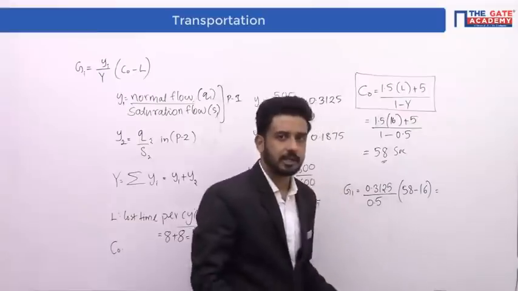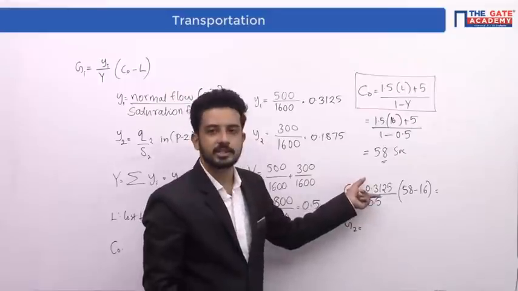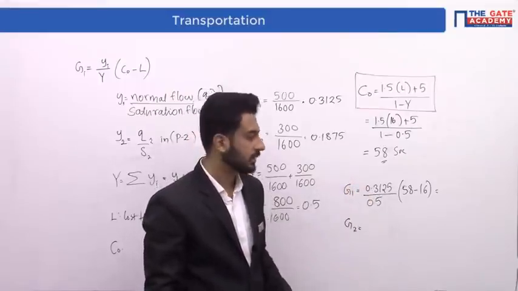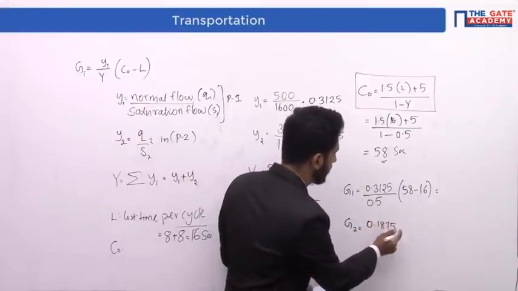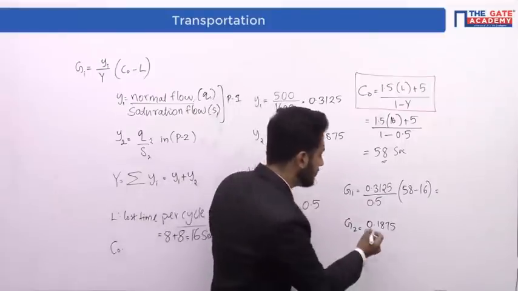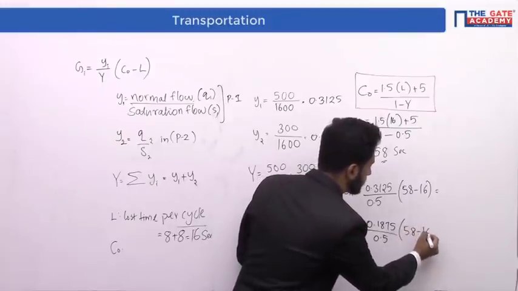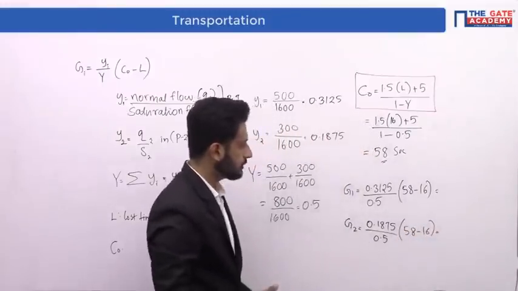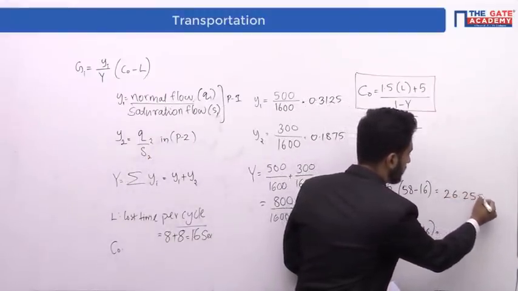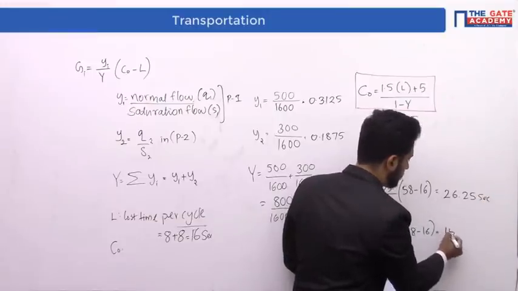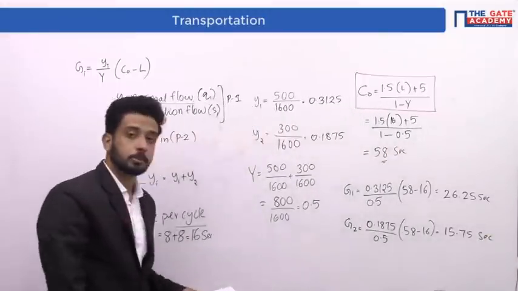What will be the effective green time for the second phase? Only the Y value, the ratio, will change. What is that Y2 value? 0.1875. Here only the change is coming, the remaining things are common for both, no? So 0.5 into 58 minus 16. Okay, so if you are calculating, you will get 26.25 seconds, and here you will get 15.75 seconds.